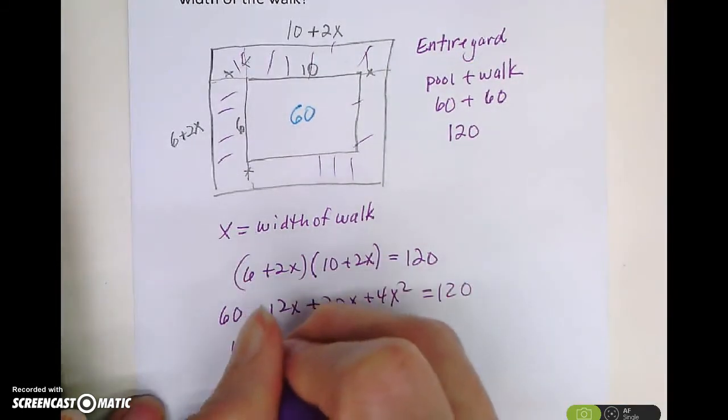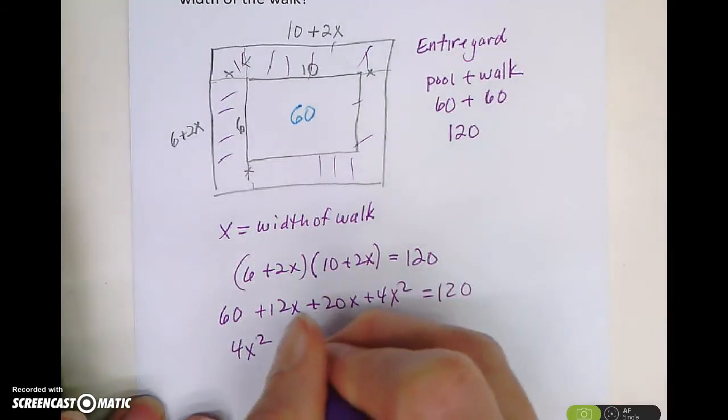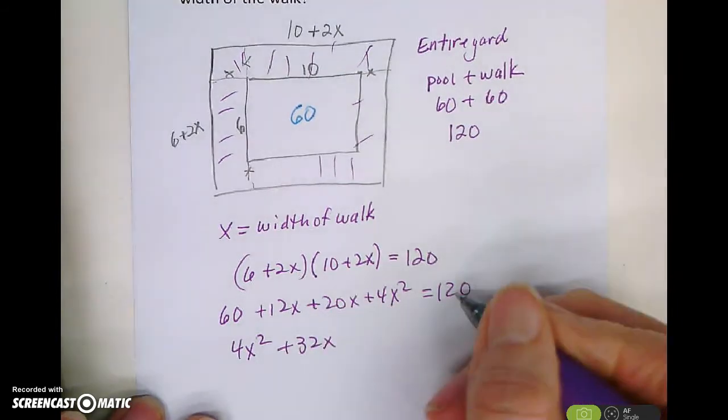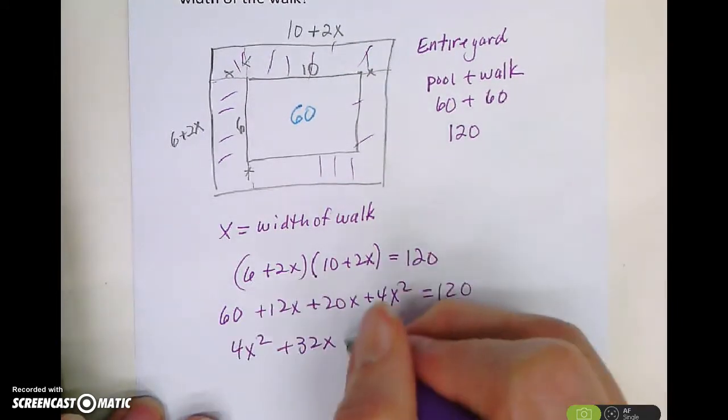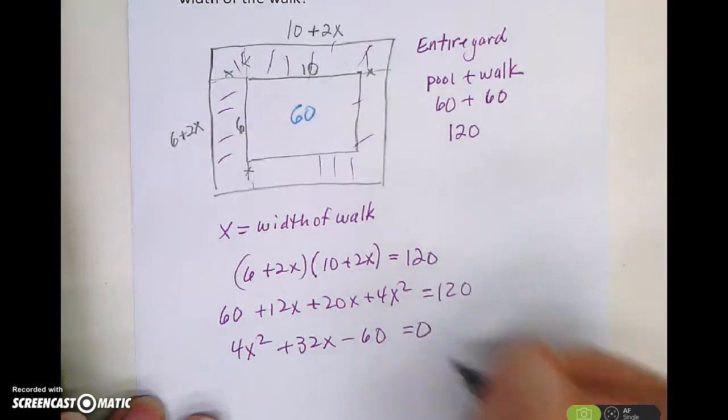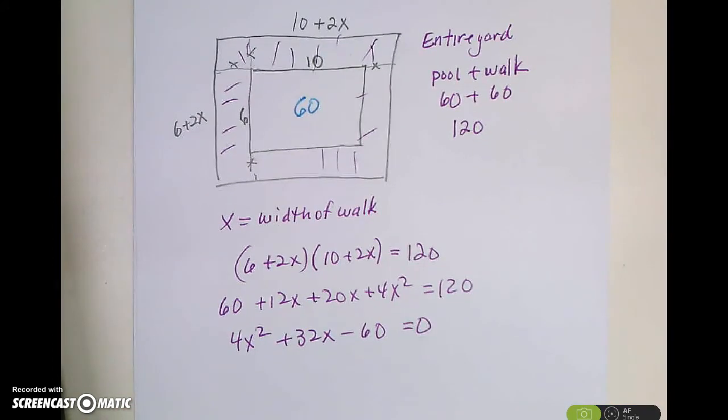Rearrange it so that it's in standard form. So 4x squared plus 32x, subtract 120, so I get minus 60, is equal to 0. And we're ready to do the quadratic formula. So why don't you give that a try?